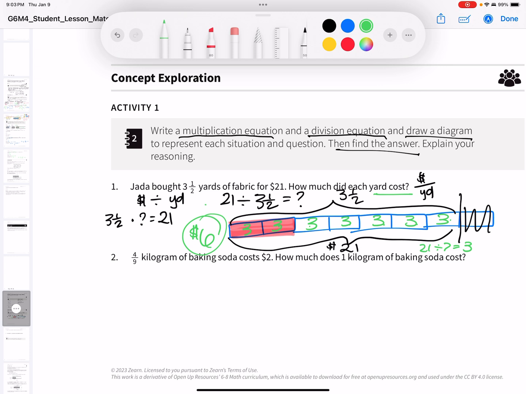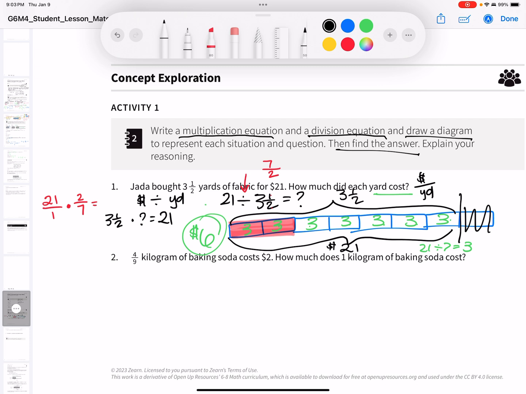Now, that's using the diagram. Let's try the keep, change, flip option. Okay, so to divide fractions, I'm going to keep the first number, which is 21, and that's a whole number, so I can put that over 1. I'm going to change the division sign to a multiplication sign. And then 3.5, we need to turn that into an improper fraction. So 3 times 2 is 6 plus 1 is 7. So that's 7 halves. We have to flip that. So instead of 7 halves, it now becomes 2 sevenths.